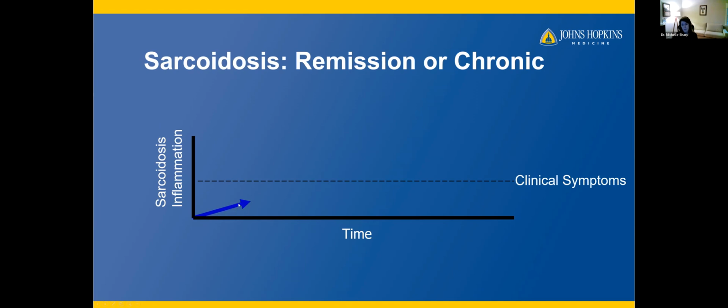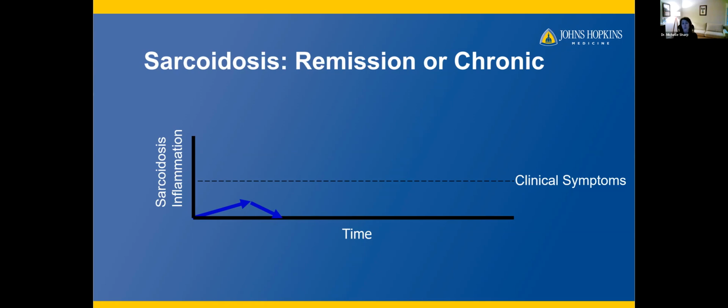And so they have inflammation over time growing, but then it goes away on its own and they go into remission. And this is a patient that I would likely not meet because they never actually became clinically symptomatic. And so this might be a patient who gets in a car accident and has a chest x-ray and is found to have swollen lymph nodes, but never had symptoms and their disease is not active.